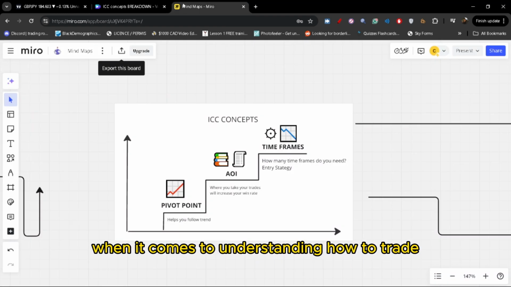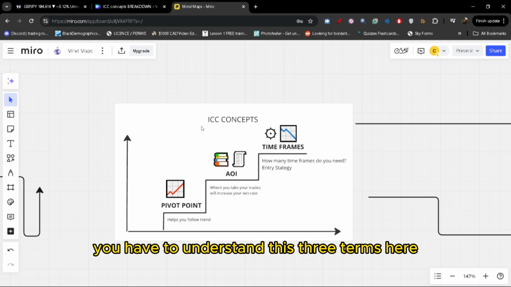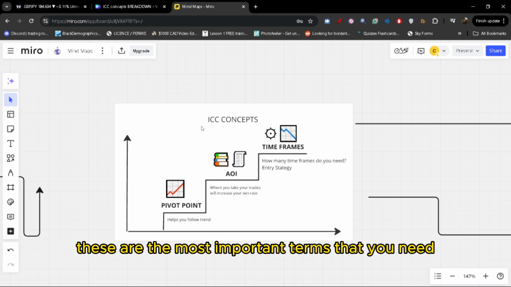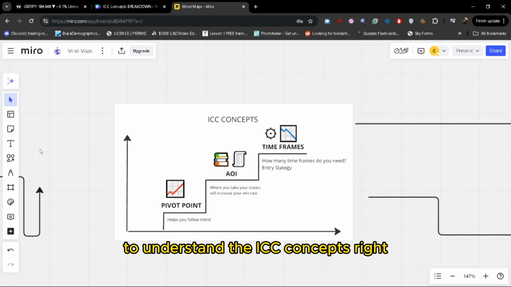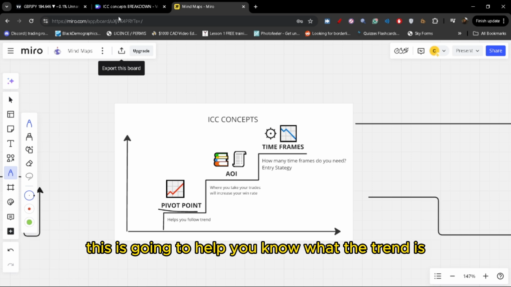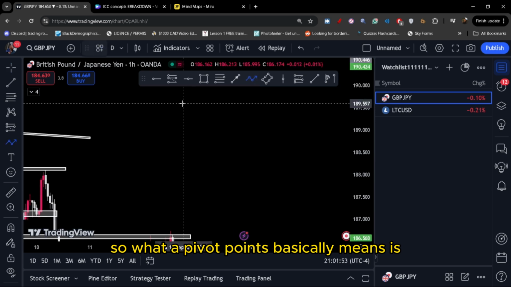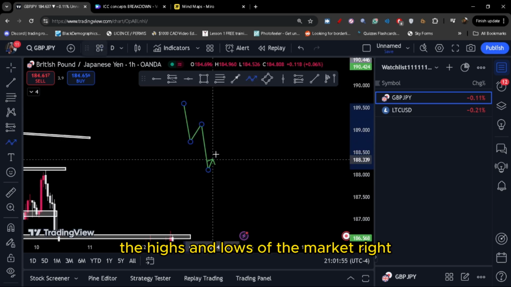Now guys, when it comes to understanding how to trade the ICC concepts, you have to understand these three terms here. These are the most important terms that you need to understand the ICC concepts, right? So the first term is going to be your pivot points, right? So this is going to help you know what the trend is and help you follow the trend, right? So what a pivot point basically means is the highs and lows of the market, right?